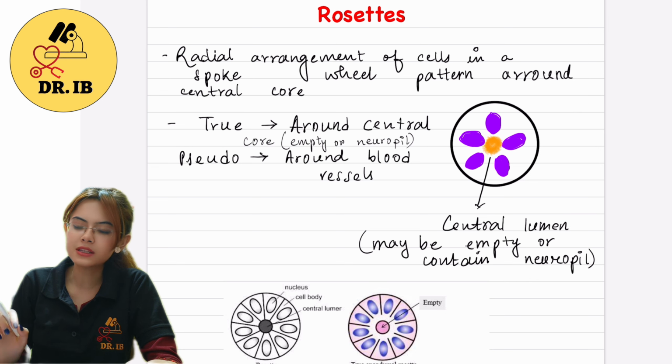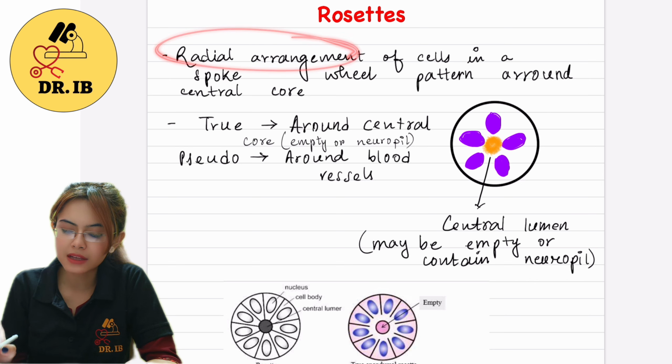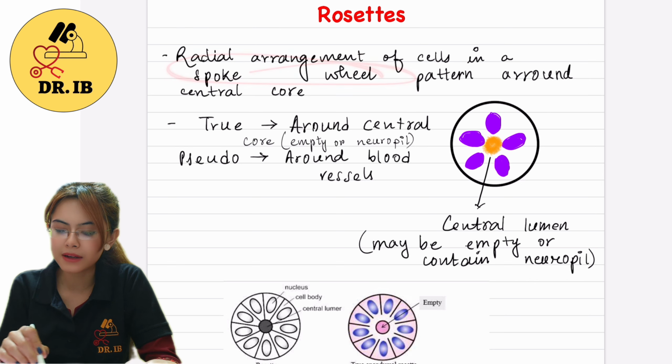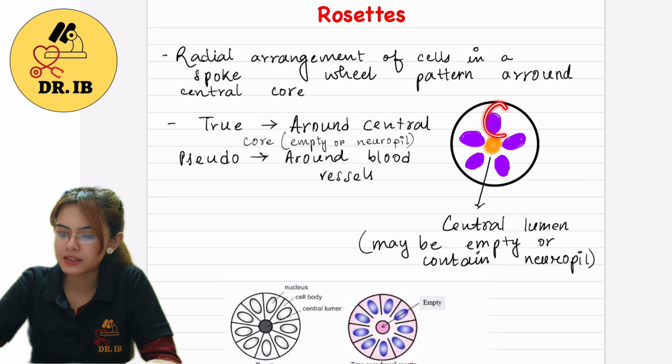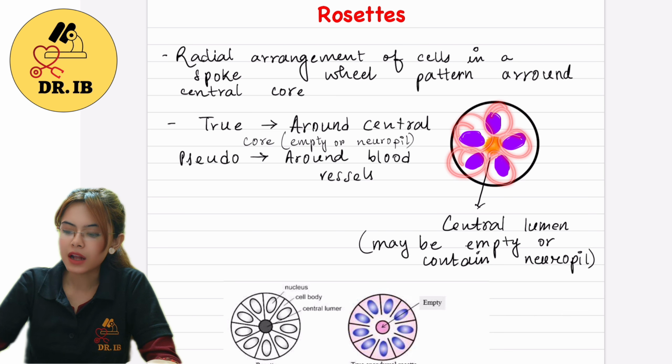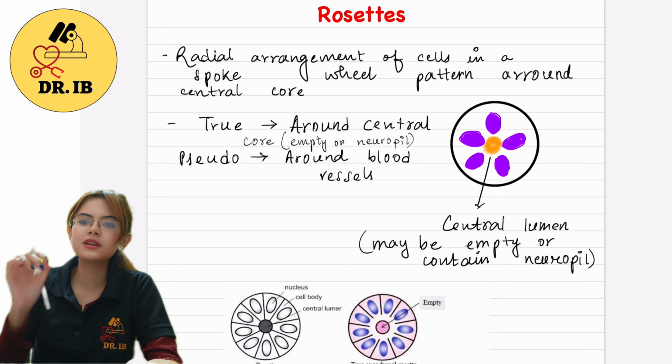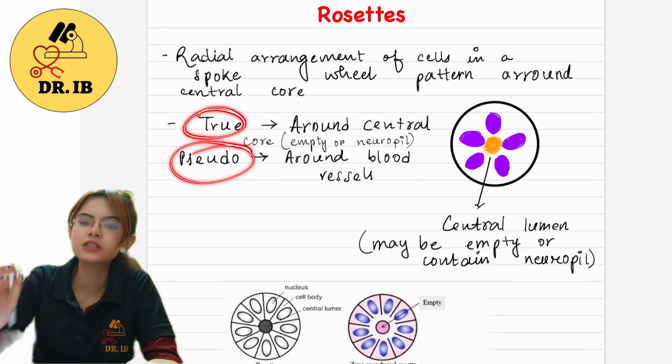So what is a rosette? It is basically a radial arrangement of the cells in a spoke or wheel-like pattern around a central core. So there is a central core around which the cells are arranged in a flower petal-like appearance. Now the question arises: what is the difference between a true rosette and a pseudo rosette?